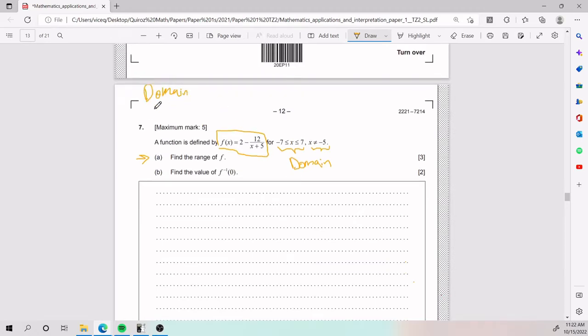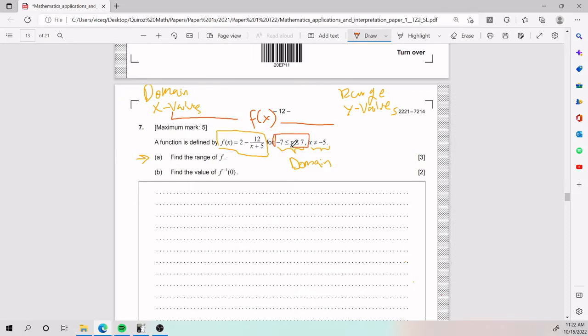Domain is essentially going to be your x values, see? Range, on the other hand, is going to be your y values. And so what happens is that in order to get y values, you need to plug in x values. What do I mean by this? The x values, you plug them into your f of x. This gives you a y value. See? What x values can I plug in this case?